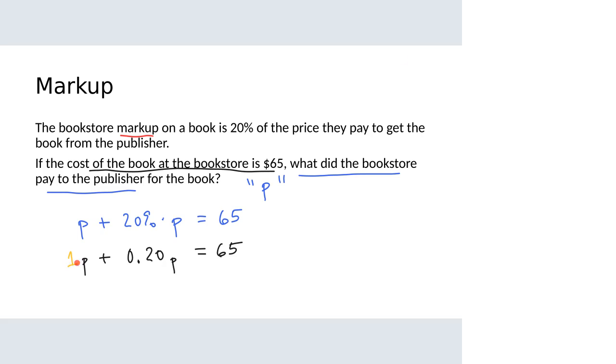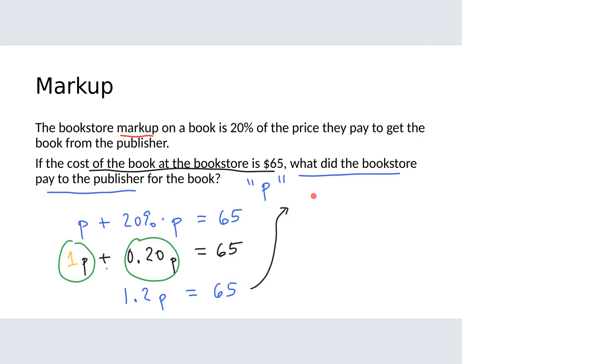So now what I have on the left-hand side is 1P plus 0.2P. And then when I add those together, what I have on the left-hand side is 1.2P. And that's still equal to 65. So what I did is I have 1P, I have 0.2P. When I put those together, I have 1.2 times P. And now we're kind of home free.